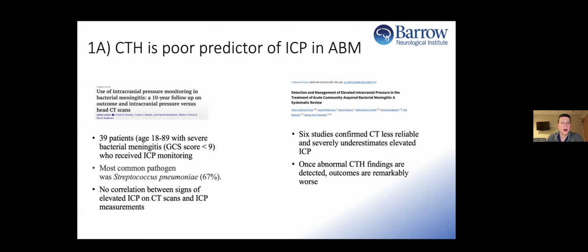In this review published in the Neurocritical Care Journal, we found 5 additional studies that confirmed that CT was less reliable and severely underestimated elevated ICPs. Their finding was that once there's an abnormal CT head finding, outcomes are already worse, even when there's not a clear correlation between the CT head findings and the ICP measurements.